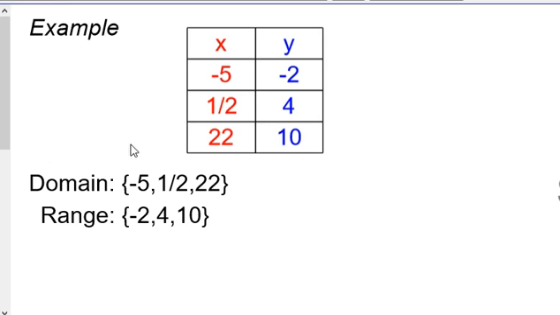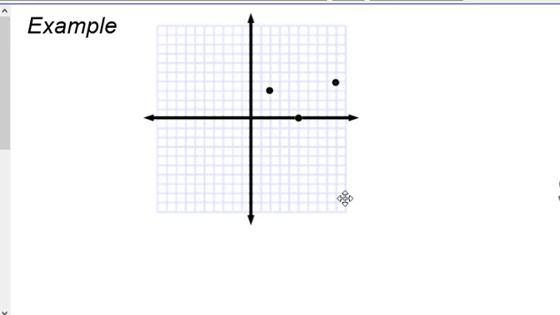If you don't see it as a list of ordered pairs, you might see those same ordered pairs in a table. Same thing though. Domain -5, 1/2, 22. Range -2, 4, and 10. There they are. Or you might see it on a graph.